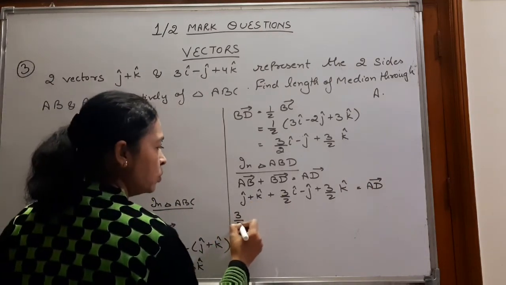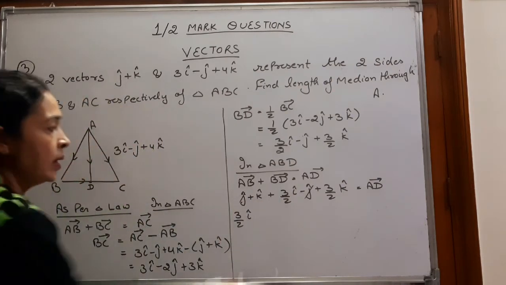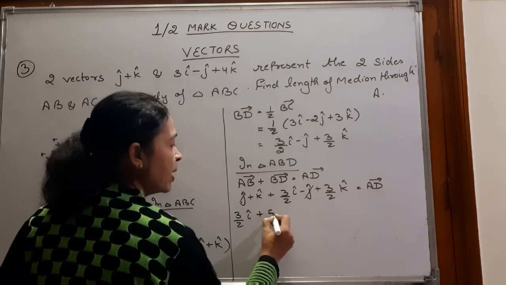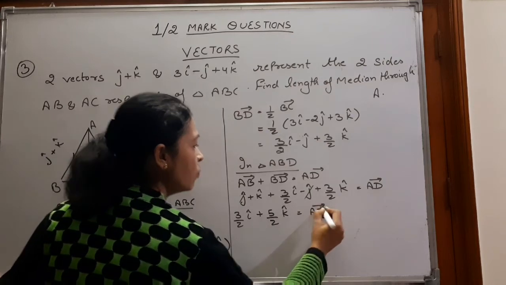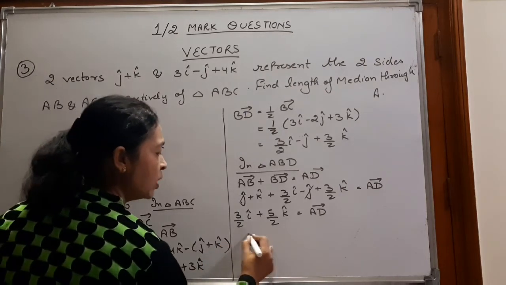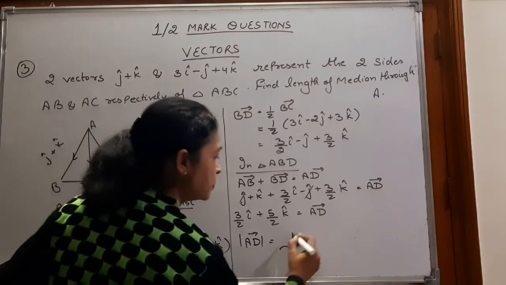We have 3 by 2 i cap; j cap positive and negative cancel. K cap plus 3 by 2 k cap, 1 plus 3 by 2, is 5 by 2 k cap. This is vector AD. What do we have to find? We have to find the length of this AD. Length means we have to find the magnitude of AD. What will be the magnitude of AD?